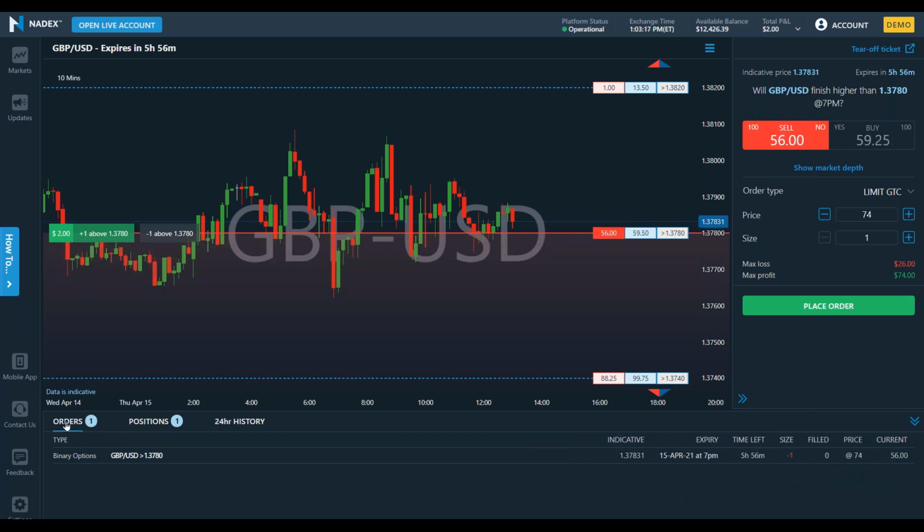I bought one at 54, and I've got an order to sell one. I would sell it if it went up to 74 and I would take a $20 profit. I would get out early. Now I'm looking right now, and maybe it goes higher and I can sell it at 74.